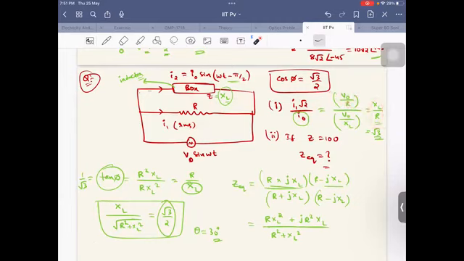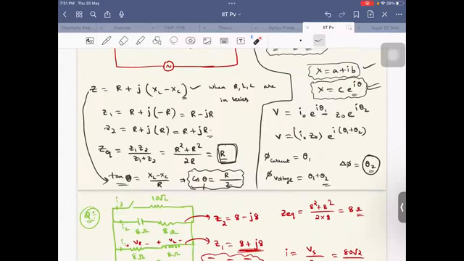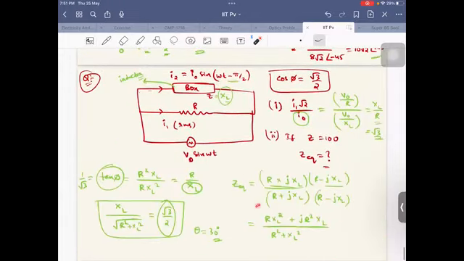But here they gave the power factor for the complete circuit. If you remember, I told you that you can get the power factor for the complete circuit after writing Z equivalent of the circuit. So you cannot think that, sir, simply a resistor and inductor is there, so I'll write R plus JXL. No. When can you write R plus JXL? When those two are in series. But now these two are in parallel.